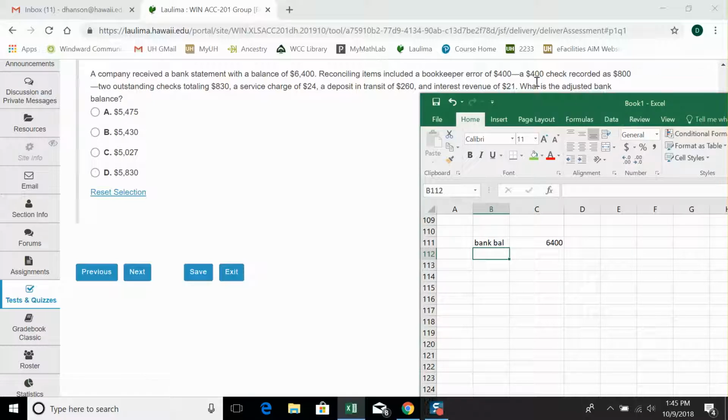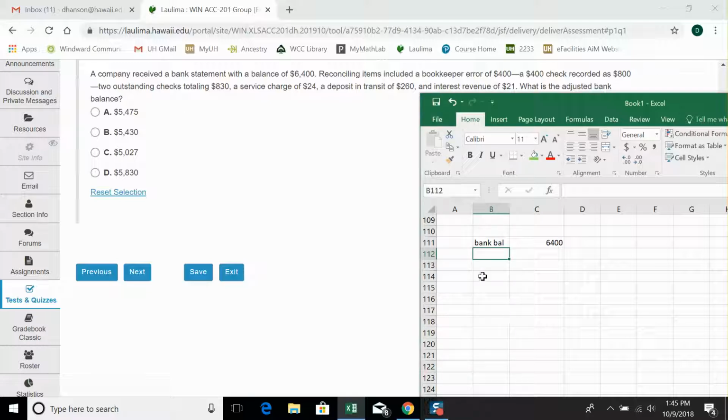Okay, so if there's a bookkeeping error, that wouldn't affect the bank balance because it's saying that the bank is actually correct. So the bookkeeper inside our company actually made the error. So that would be done on the book balance piece of the reconciliation. So I'm going to ignore that one.